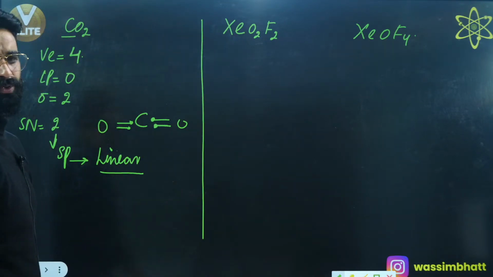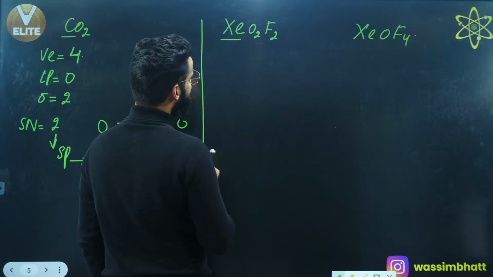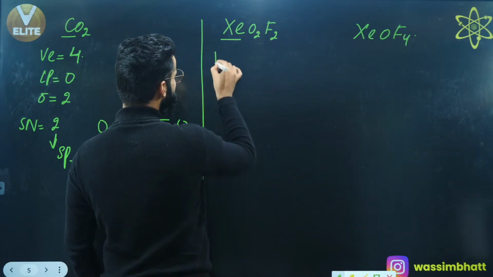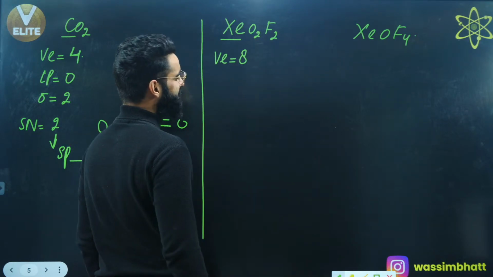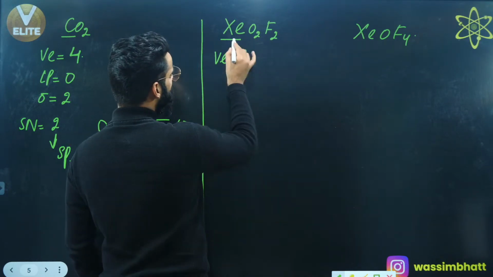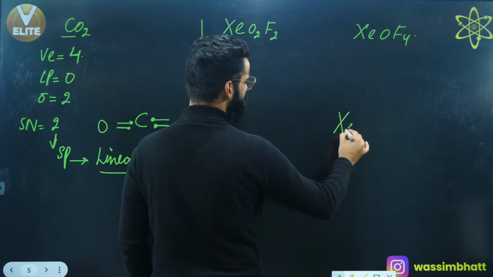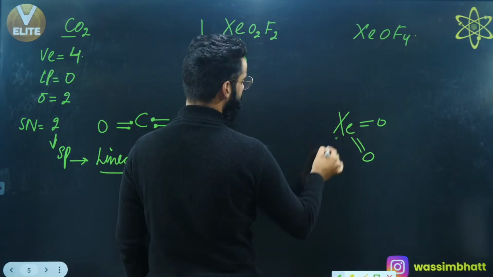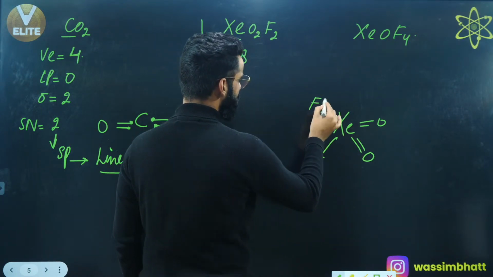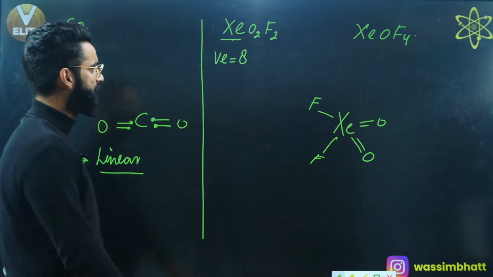XeO2F2. First of all, xenon, which is the central atom, has 8 valence electrons because it's a noble gas. It belongs to group 18 elements. So xenon is attached with 2 oxygen atoms and 2 fluorine atoms. First of all, oxygen is going to form a double bond with xenon, and the 2 fluorine atoms will be attached through single bonds.